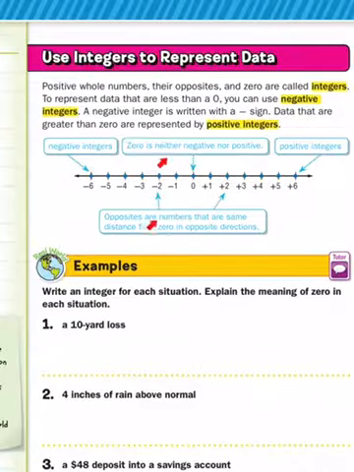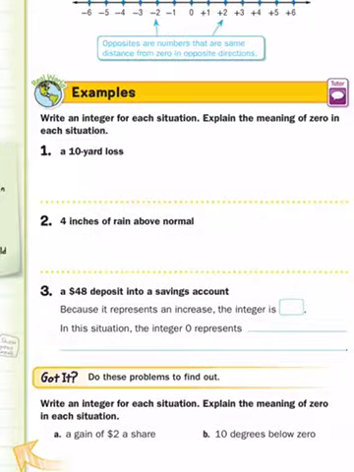So here's the first thing you have to do, and it involves writing an integer for a situation and explaining the meaning of 0, which can be tricky sometimes. So let me show you in examples 1 and 2, and then you'll do 3 with me. So for 1 and 2, you just have to kind of read along. So in example 1, it says a 10-yard loss. So in this, I'm thinking of football where someone gets hit for a 10-yard loss. So first off, the integer that represents the situation is negative 10. So that answers the first part of it.